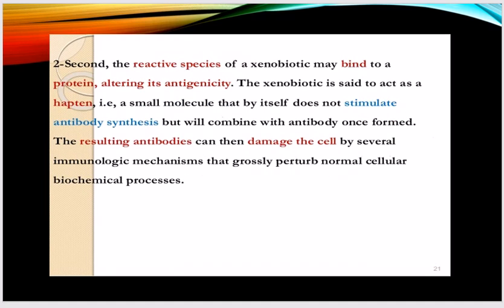The reactive species of the xenobiotics may bind to protein and alter its antigenicity. The xenobiotic is said to act as a hapten, that is a small molecule that by itself does not stimulate antibody synthesis but will combine with the antibodies once they are formed. The resulting antibodies can damage the cell by several immunological mechanisms that grossly perturb normal cellular biochemical processes.